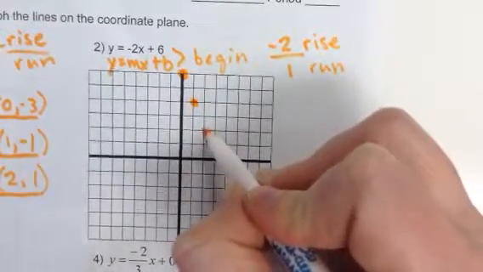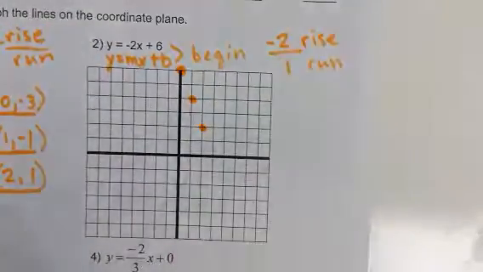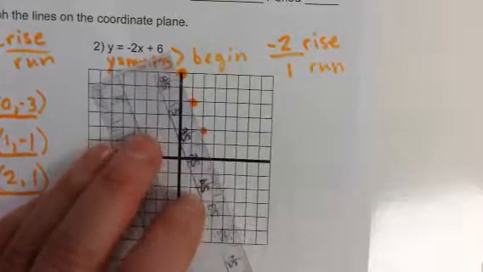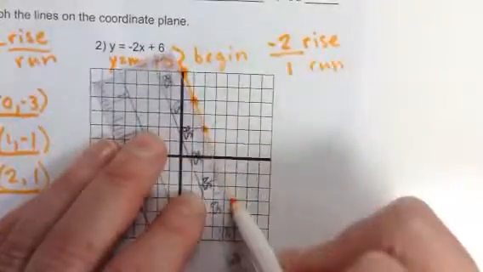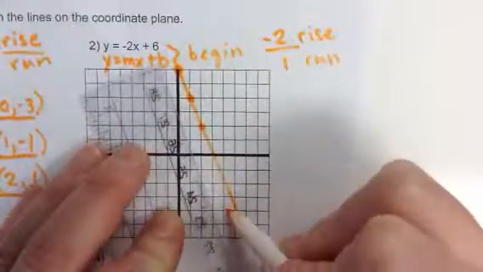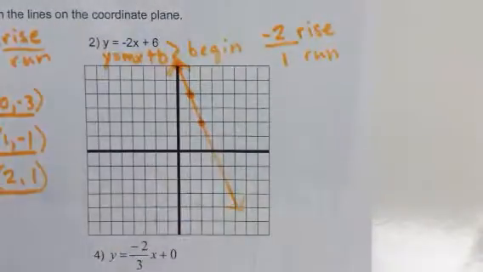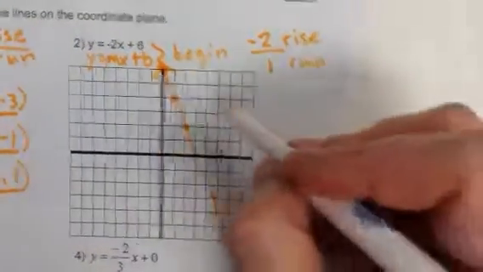Down 2, right 1. If you are not drawing your line, your graph is going to be counted off. So make sure you use your ruler, draw your line, arrows on the ends, and then write out those points.